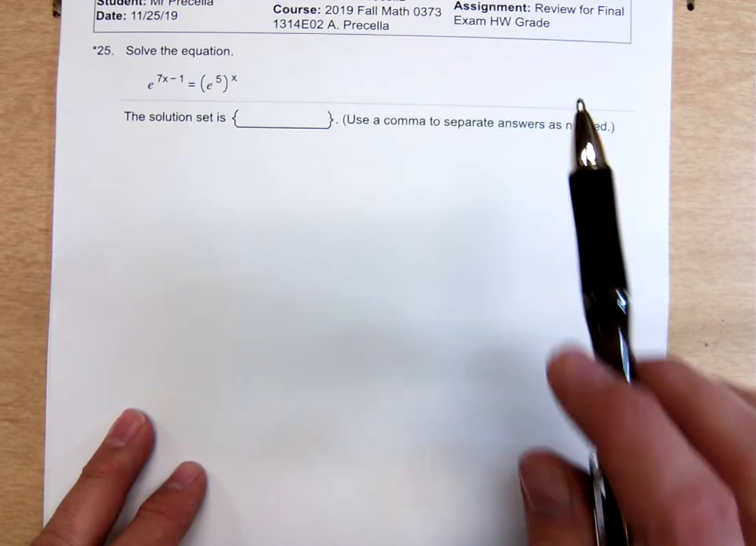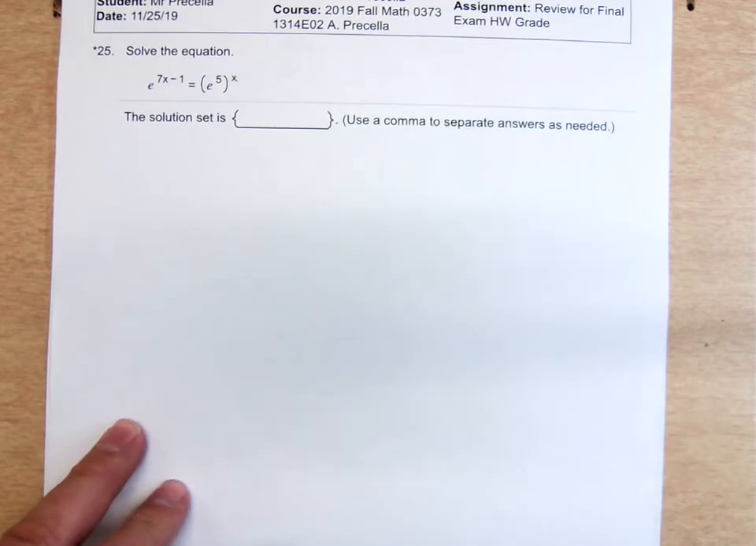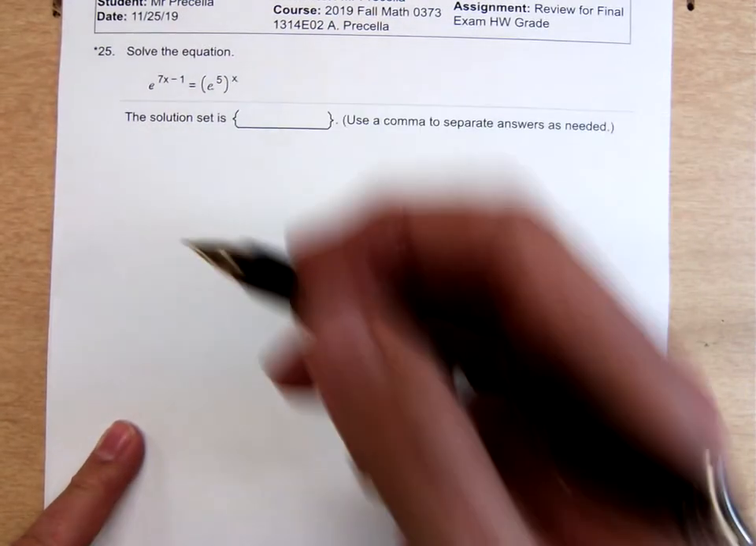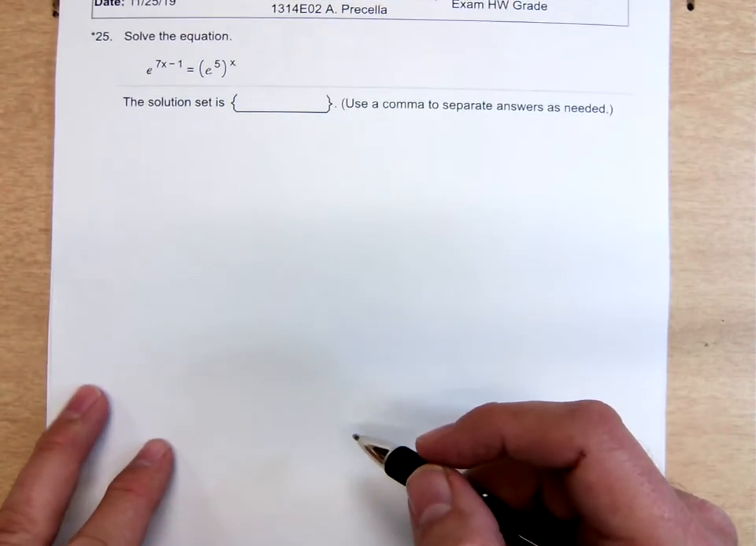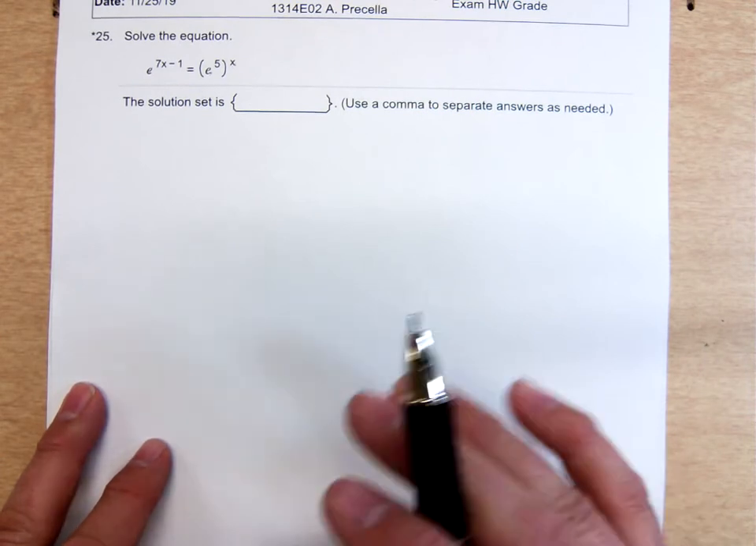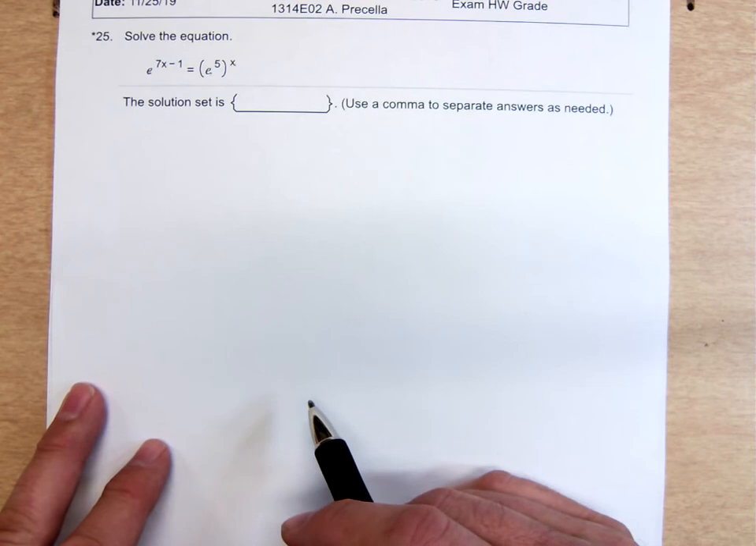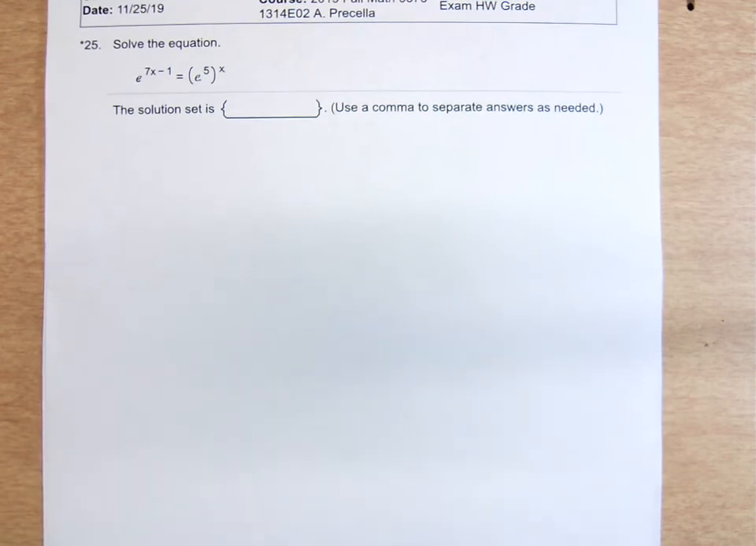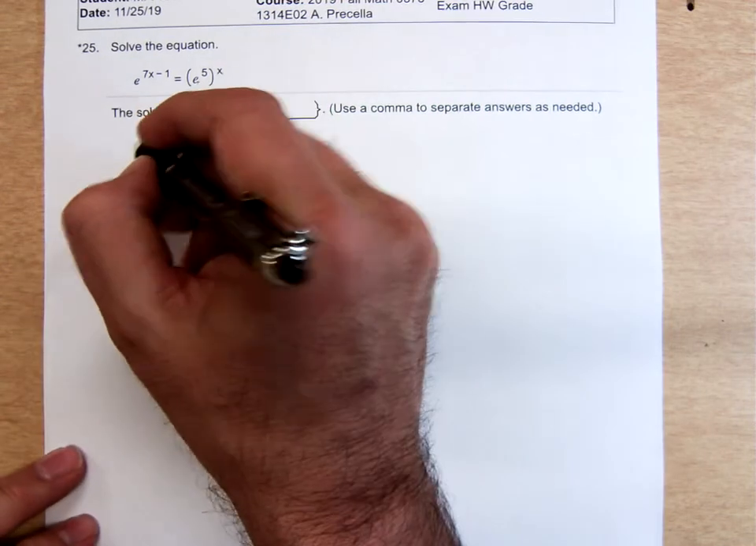Okay, so for this one, it's definitely a common base. Remember that e is the abbreviation for the number 2.718281828, approximately. You're not going to do anything with the 2.718281828. Here we're just going to rewrite this in the form e equals e.